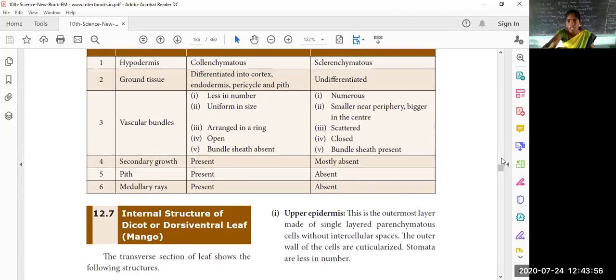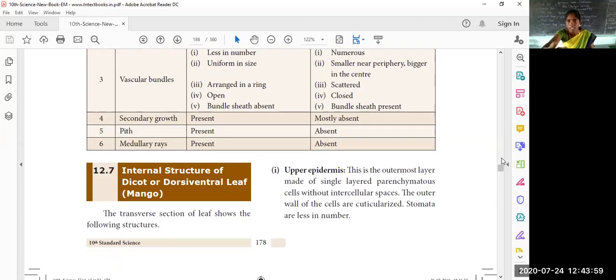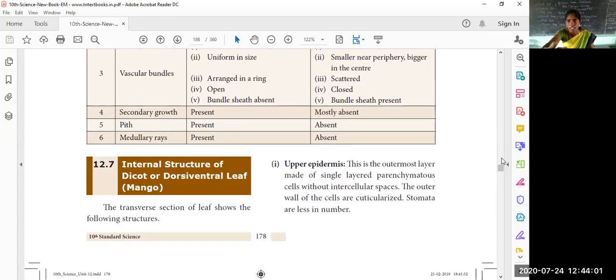Next, internal structure of dicot dorsiventral leaf. Dorso means upper side, ventral means lower side. If you see the leaves, the upper side is dorsal and the lower side is ventral. For example, mango is given here. The transverse section of the leaf shows the following structures, which you can see under the microscope.